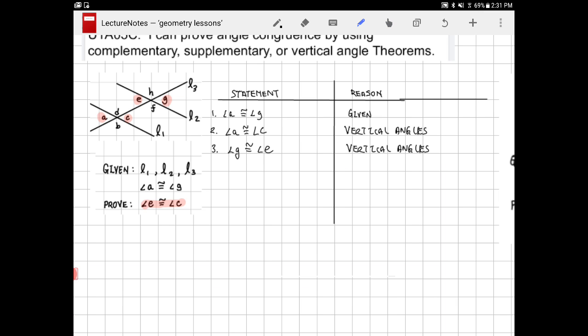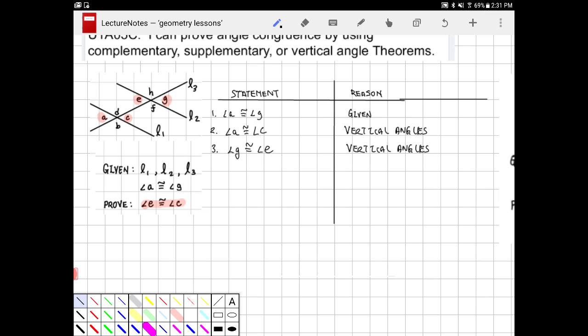All right, so we're almost there. Our goal here is to show that angle E is congruent to angle C. So if I perform a series of substitutions, we're essentially done.